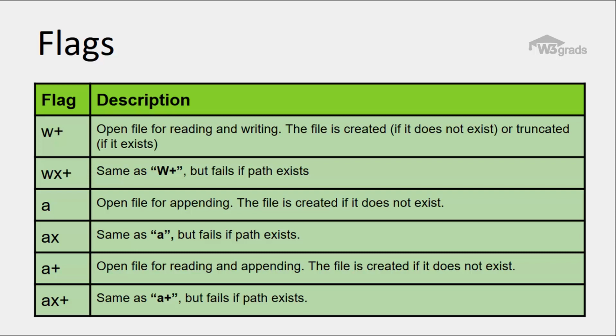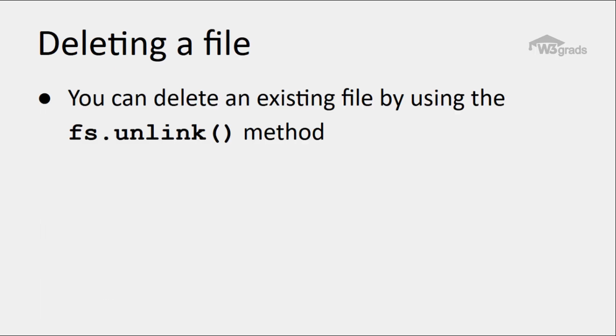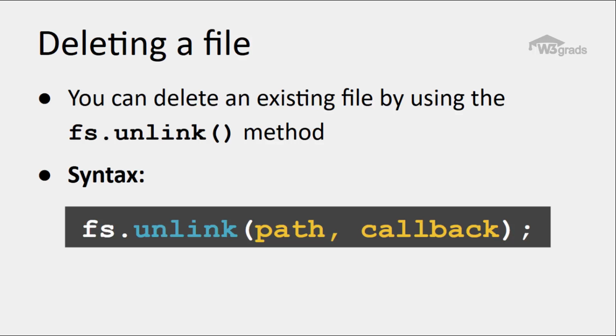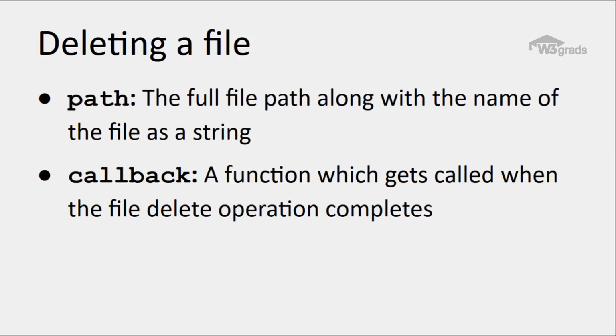Now that we have looked at the different flags, let's proceed further to our last file operation, which is deleting a file. You can delete an existing file by using the unlink method. The signature for unlink method is shown here. The path parameter denotes the file name along with the full path as a string. The callback parameter is a function which gets called when the delete operation is complete. Let me show the example for this as well.